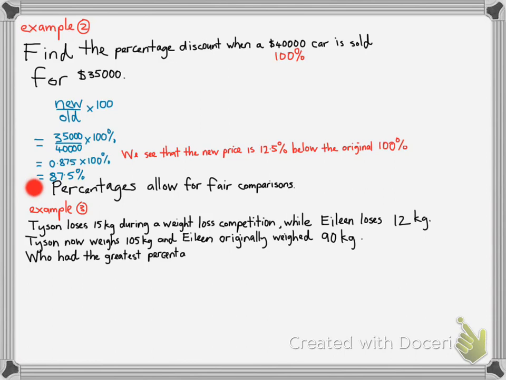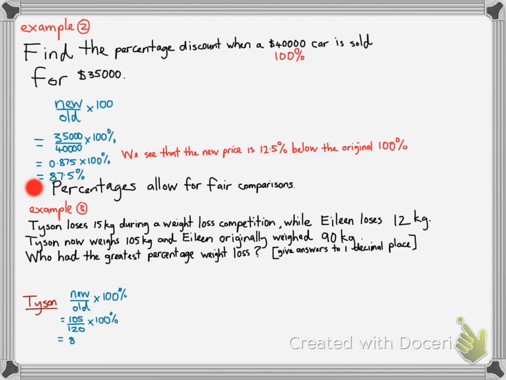So we have to look at that information to decide what was the original weight of each person and what is the new weight. That way we're now going to look at who had the greatest percentage weight loss. In this case, we're going to give our answers to one decimal place. So for Tyson, the new weight over the old weight is going to be 105 over 120 times 100%.